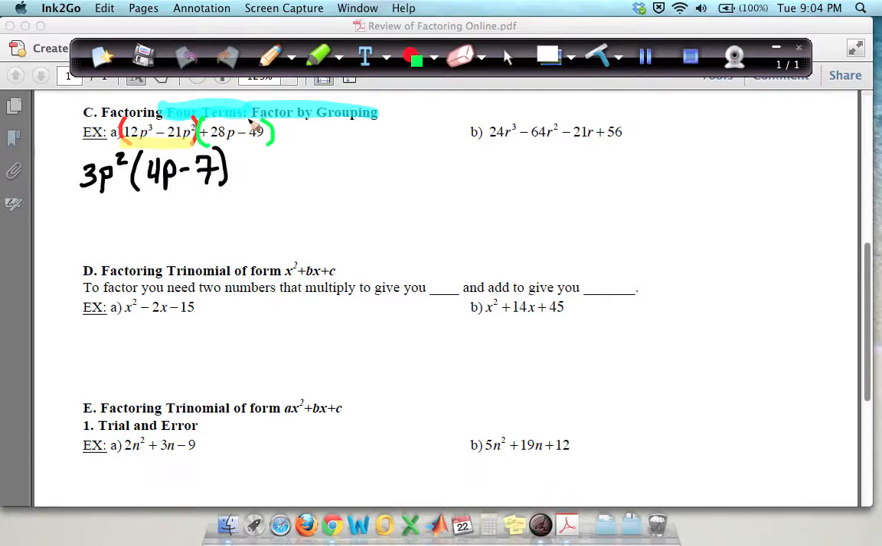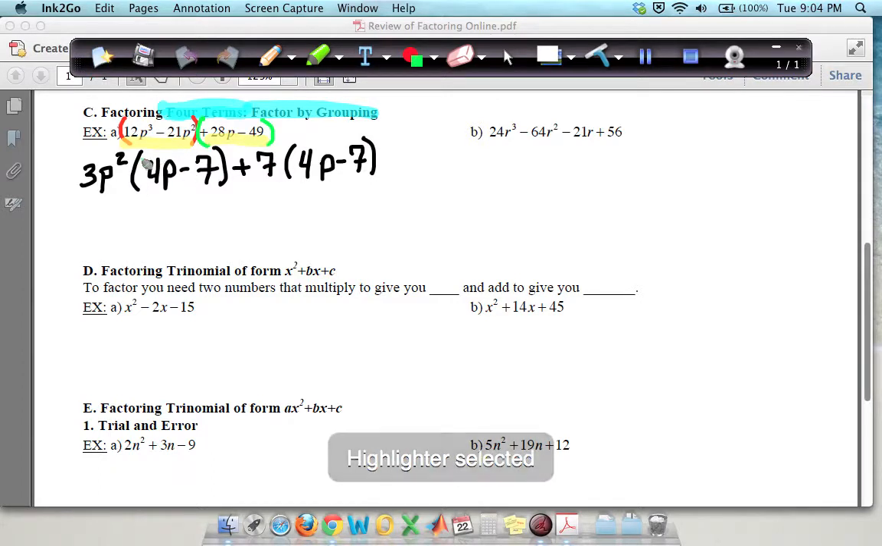Okay, I'm going to now do the same thing with the second 2 terms. I'm going to look for the GCF of just those 2 terms. So 28p and 49, what they have in common is a positive 7, and when I pull that out, I get a 4p minus 7. And you know that you have done this, and it can be factored, if this factor here and this one here are the same, which they are. I have a 4p minus 7.